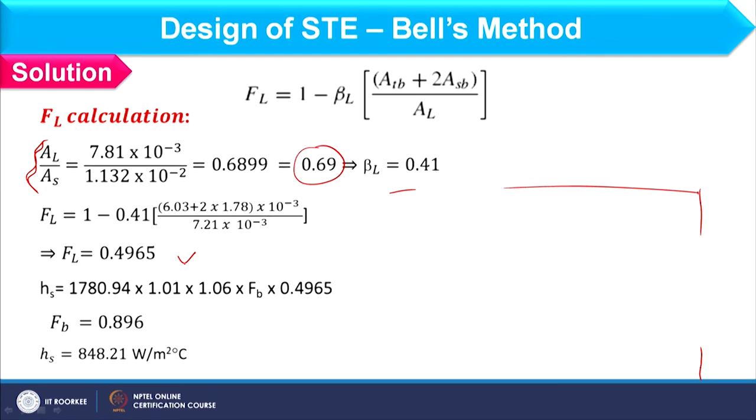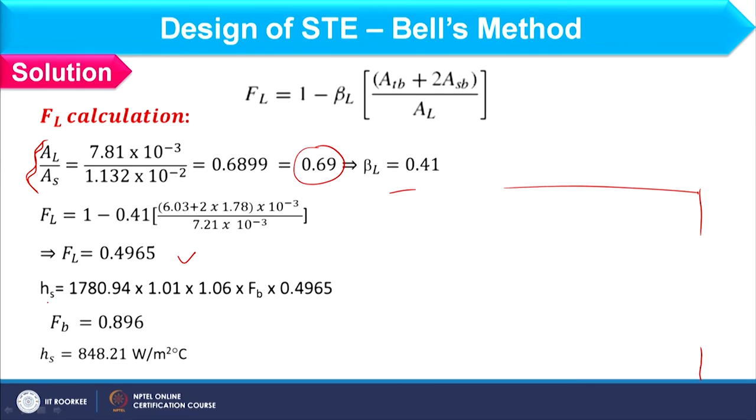So considering FN, FW, FB and FL values, you can find out the heat transfer coefficient on the shell side by multiplying these with the HOC value, okay. So you can consider HS as this. The FB value at NS equal to 4 you can find as 0.896, this we have already discussed. So the heat transfer coefficient over the shell side is 848.21 watt per meter square degree Celsius. So that is basically the heat transfer coefficient on the shell side.